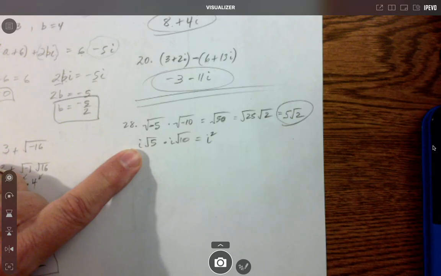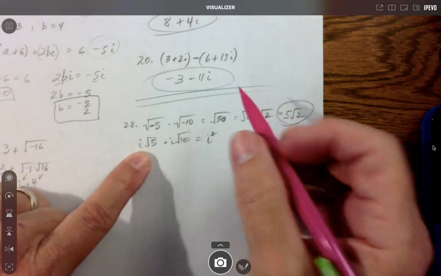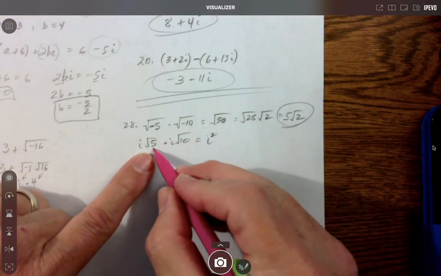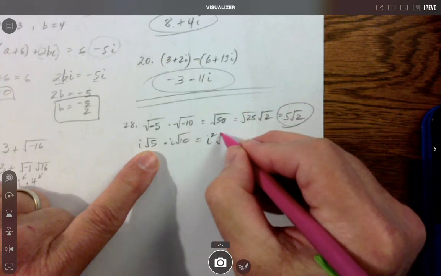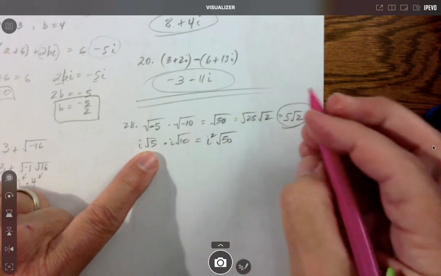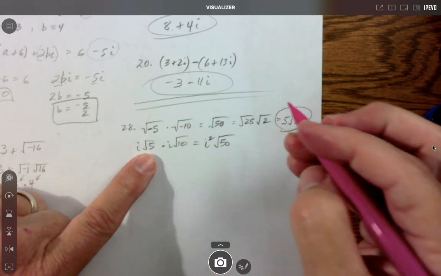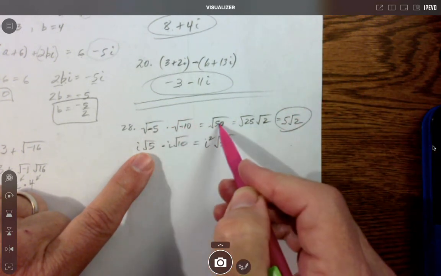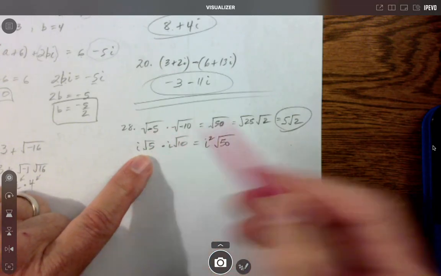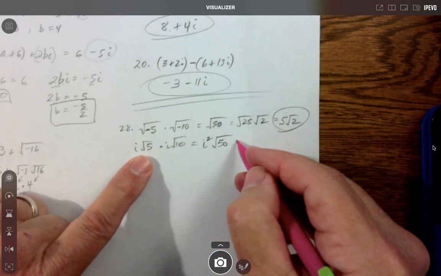All right, and then, I get a different answer though, don't I? And then the square root of 5 times the square root of 10, that's the square root of 50. All right, so I think I lied to you. I think you can't just multiply these and get positive 50. I think these have to come out, so we'll check here in just a minute.